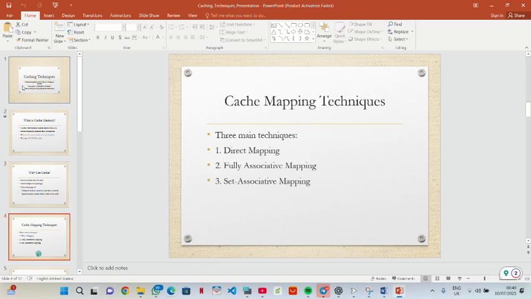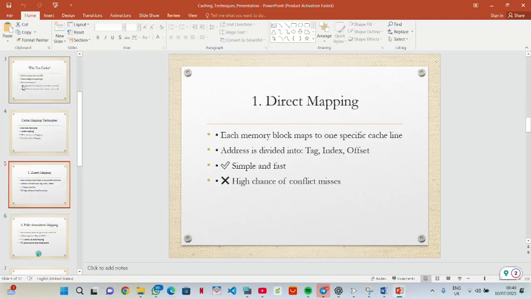Cache mapping techniques. To store and retrieve data efficiently, cache uses different mapping techniques. The three main types are: one, direct mapping; two, fully associative mapping; and lastly, set associative mapping. Let's go through each one of them.